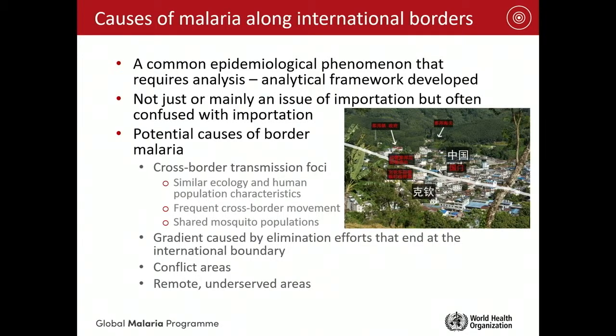Borders can also be conflict areas, like between Saudi Arabia and Yemen. We know that's one of the reasons why they have continued transmission, because of the conflict that's occurring that doesn't allow for public health efforts in those areas. And then borders are often frequently remote and underserved. They need access to healthcare services in some of these places.